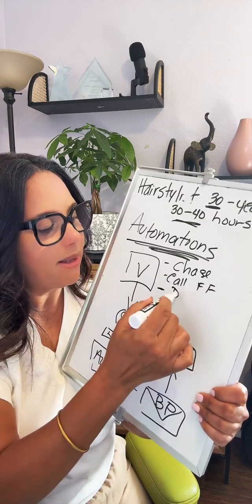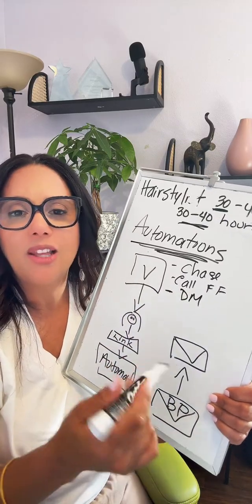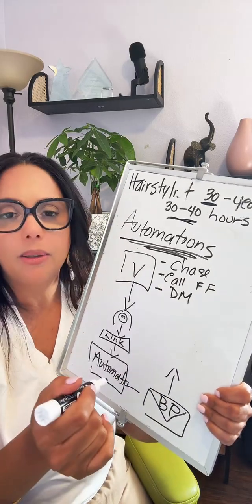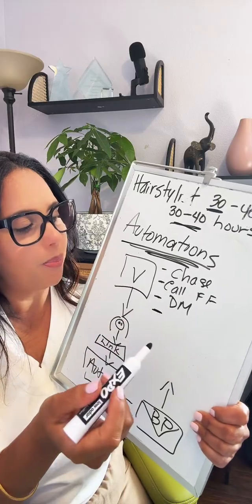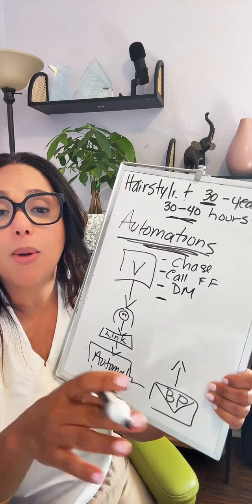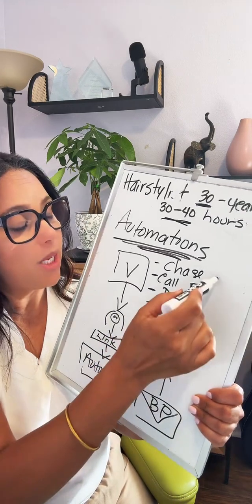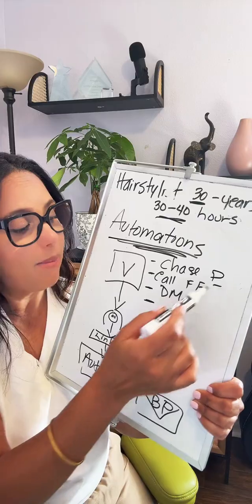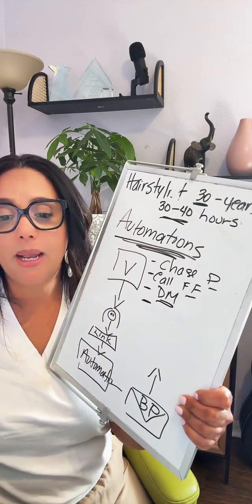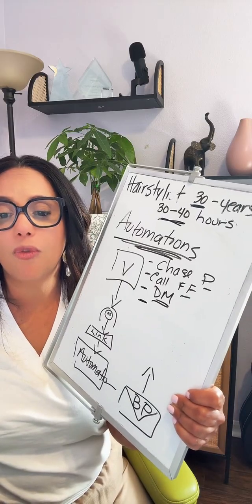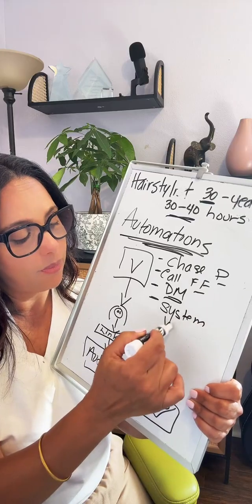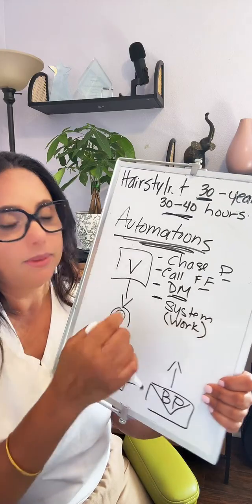I don't have to DM anybody. I love this model. I don't have to do any of those things. I do email marketing and that's pretty much it. That's how I communicate, so I don't have to chase people. I don't have to call my friends and family to sell my product. I have a system that does all the work for me, behind the scenes.